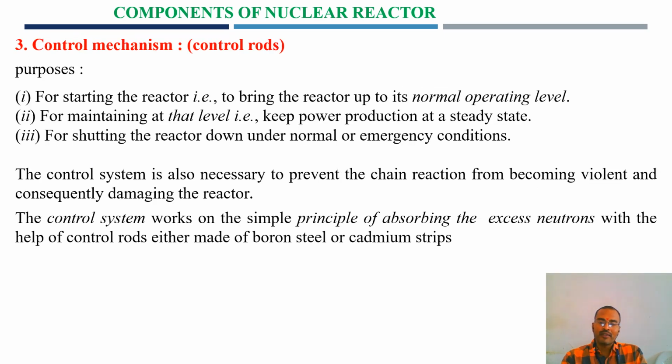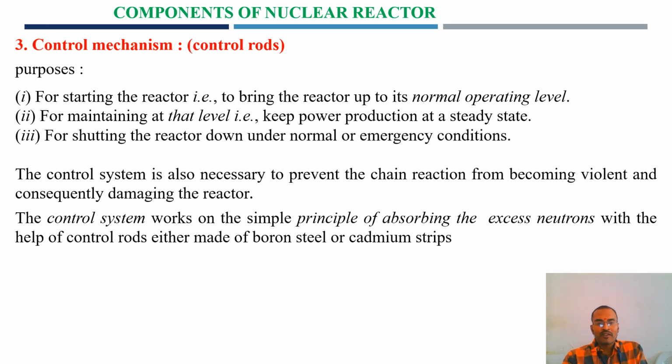Control mechanism. It is also called as control rods. The purpose of the control rods are for starting the reactor, that is to bring the reactor up to its normal operating level; for operating at that level, maintaining at that level, that means keep the power production at a steady state; and for shutting the reactor down under normal or emergency conditions.